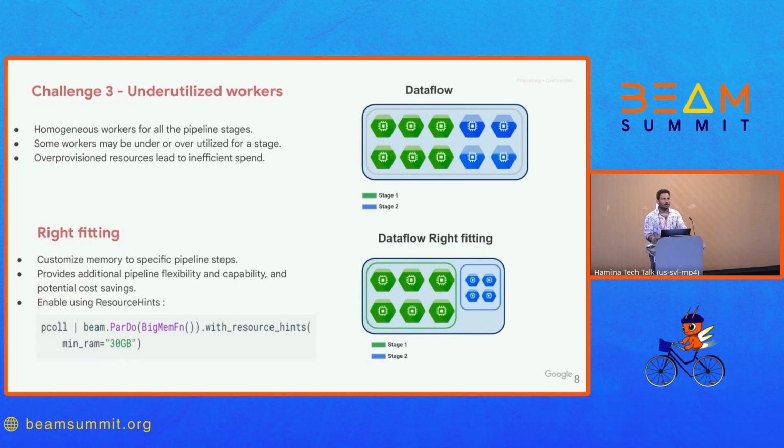And this can be overcome by using right fitting, where you can customize the memory to your pipeline stages or steps. So at the bottom, I can see Beam ParDo, where we have mentioned min RAM as 30 GB. Now the picture on the right shows we have two worker pools. The first one is going to process stage 1, and the second one will have 30 GB machines that are going to process your stage 2. So basically we are using workers based on your stages. So using right fitting is going to benefit you, avoiding over spending or over utilization.